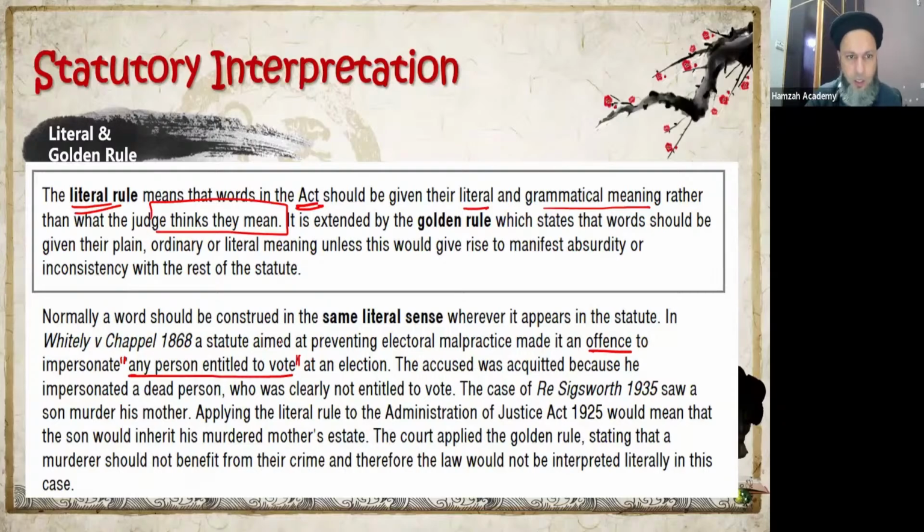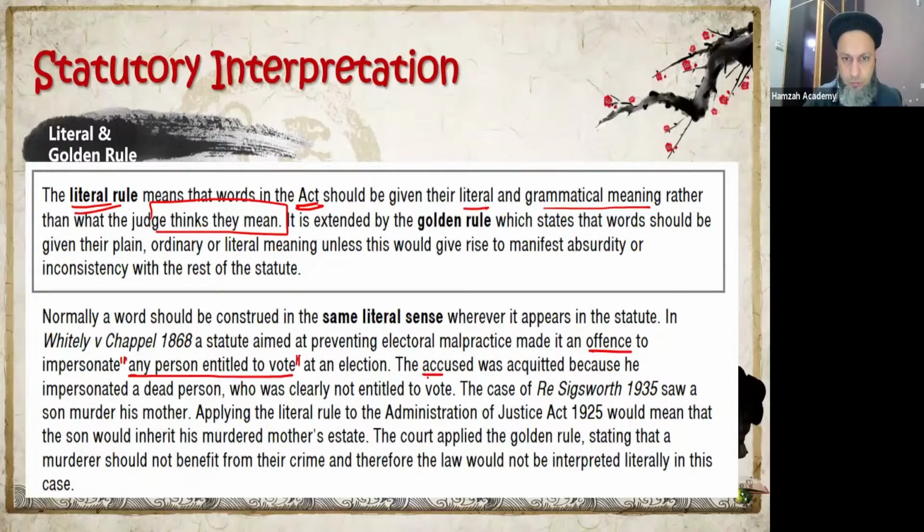Now, focus. A statute aimed at preventing electoral malpractice made it an offense to impersonate any person entitled to vote at an election. This means, what is a crime? If you impersonate any person who is entitled to vote, that will be a crime. If a person is not entitled to vote and you impersonate him, that is not a crime. So you see, it was not focusing on impersonation. It was focusing on impersonating a person who is entitled to vote. The law did not say that it is illegal to impersonate and vote. It said impersonating any person who is entitled to vote. The phrase was there.